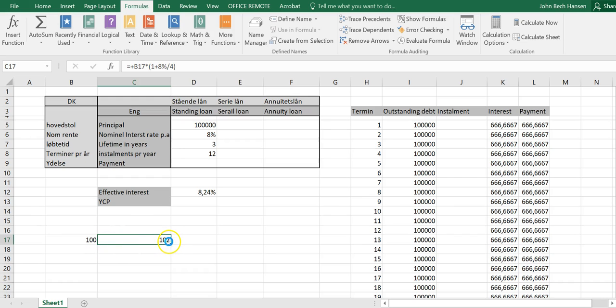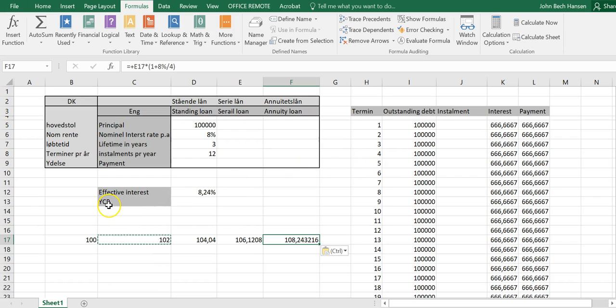But now again, if I take 2% of this one, I will have another 2 plus 2% of the 2. And the third time, and the fourth time. So after a year, I will have an interest of 8.24. And this is the effective interest rate here of 8.24. So this is the standing loan.